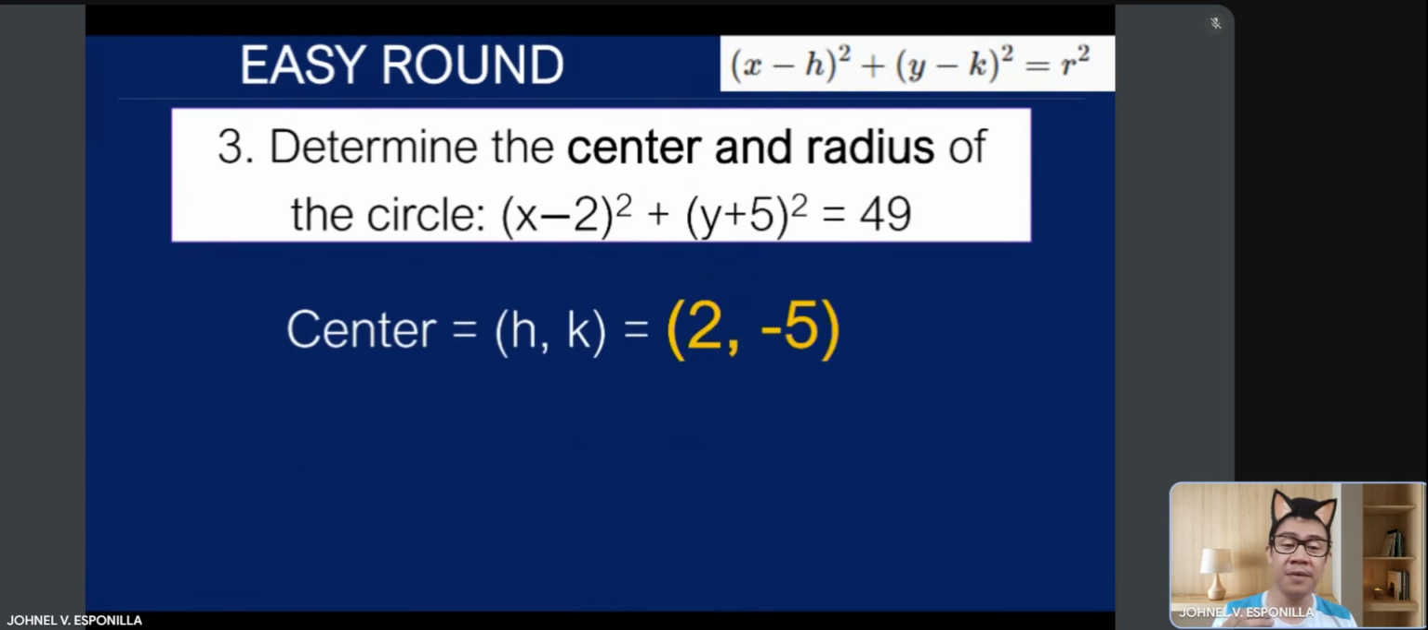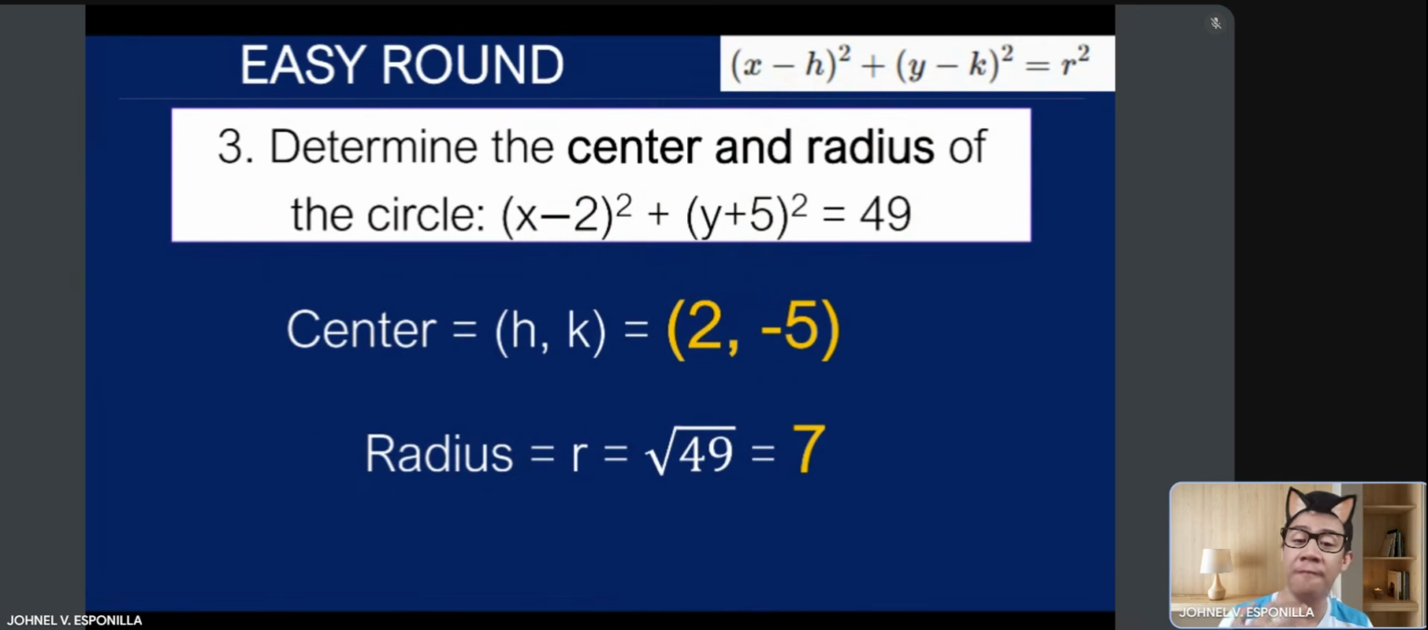Okay? So, ibig sabihin, yung center po natin is kung sino ang kasama ni x dito, yun ang magiging value ni h. But take the opposite of that. Dito ang kasama ni x rather ay negative 2. The opposite of negative 2 is positive 2 and that is the value of h. Si k naman kasama ni y, ang kasama ni y dito ay positive 5. Take the opposite of that and that is the value of k, negative 5. And for the radius, kunin lang po yung square root ni 49 and that is 7. The principal square root of 49, 7. Therefore, the center is 2, negative 5 and the radius is 7.